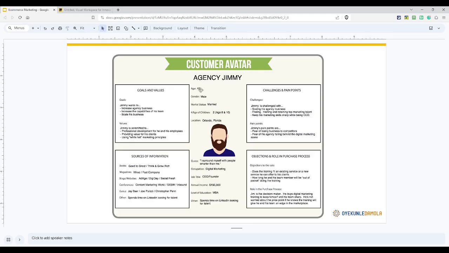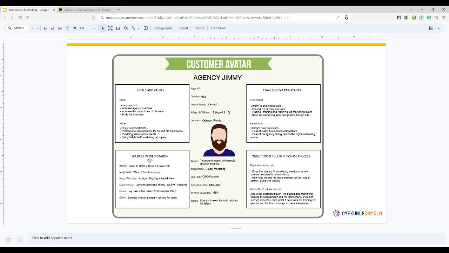So as I said, you have things like the age, the gender, marital status, how many children. All of these are fictitious. They are not real. Some people even go ahead to actually post pictures. They just go online and search for pictures related to the person. Quotes, occupation, job title, annual income, level of education, others. Now to the interesting stuff, their goals and values. What do they want? What are they committed to?